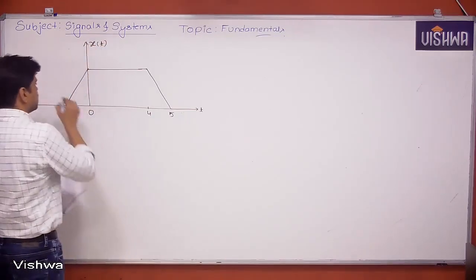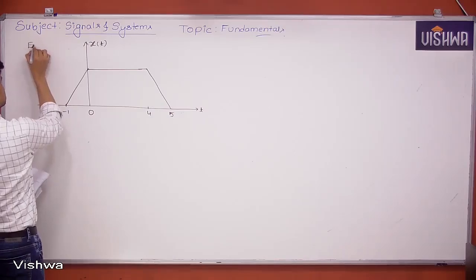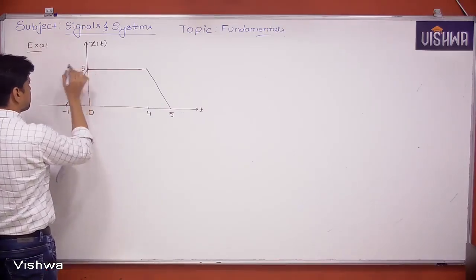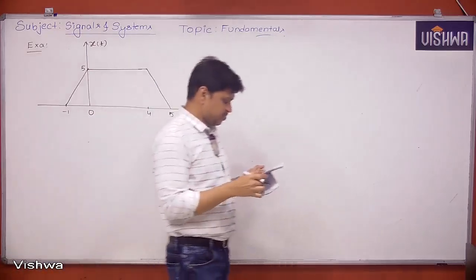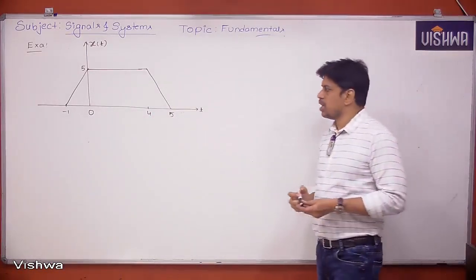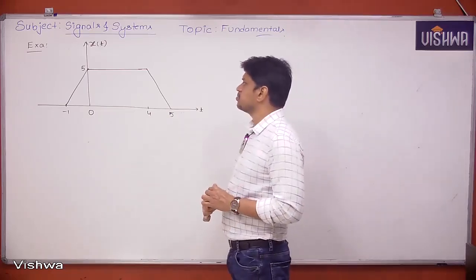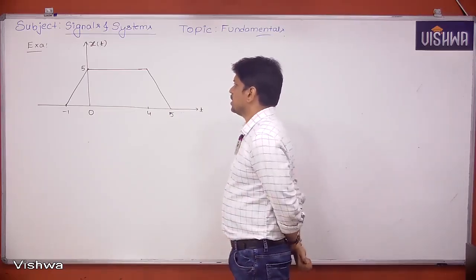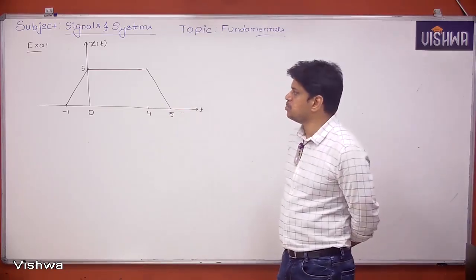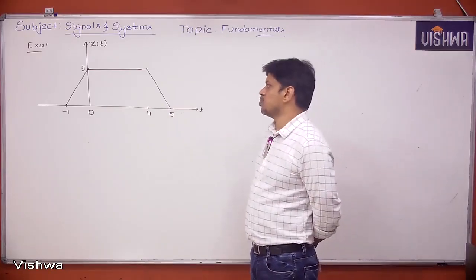Okay, let's take this as an example. Find expression for x of t and draw dx of t by dt. This is the thing we have to do now.